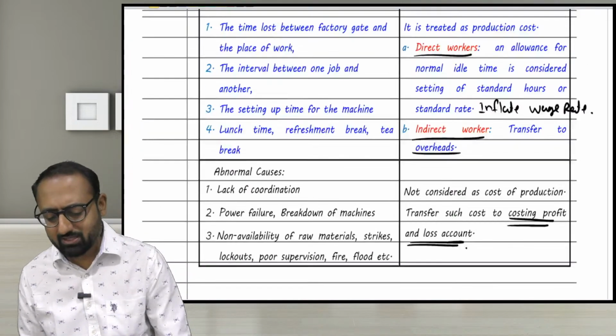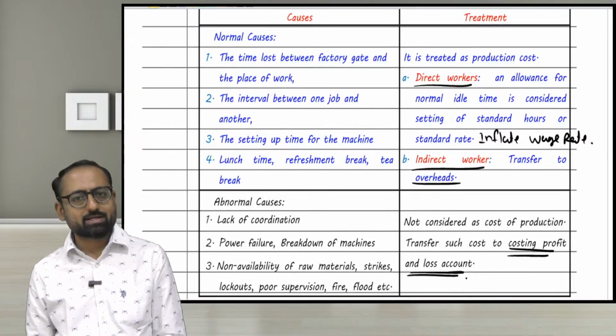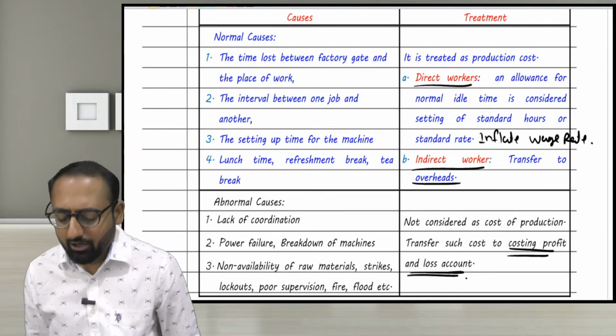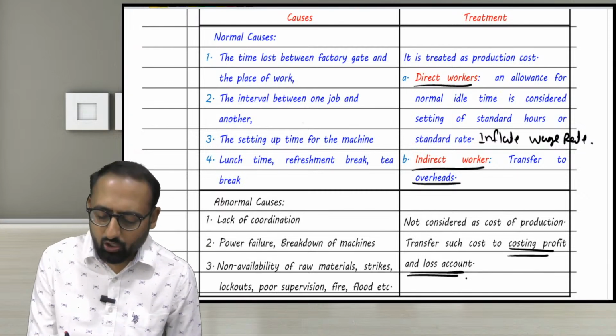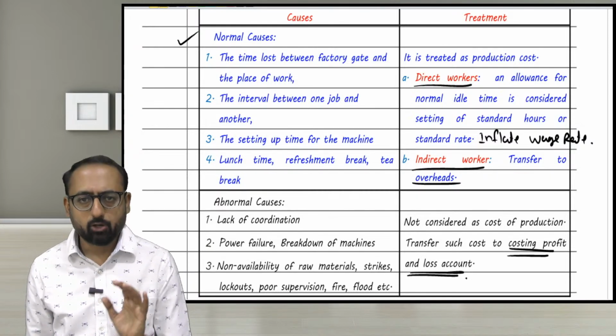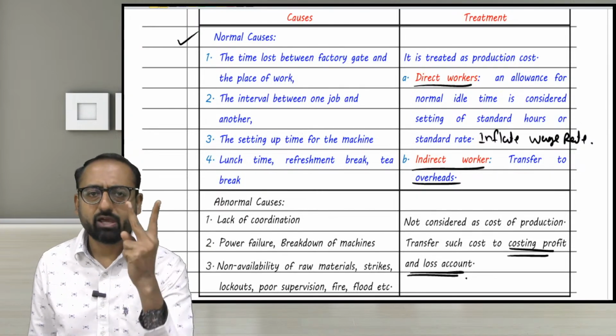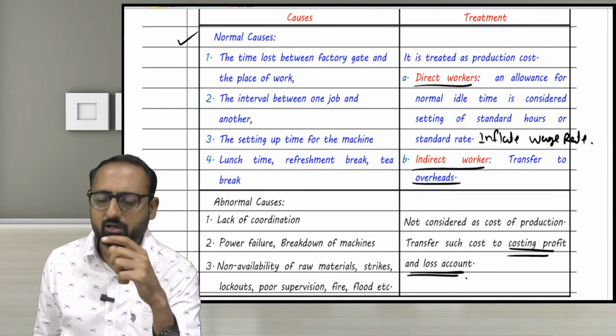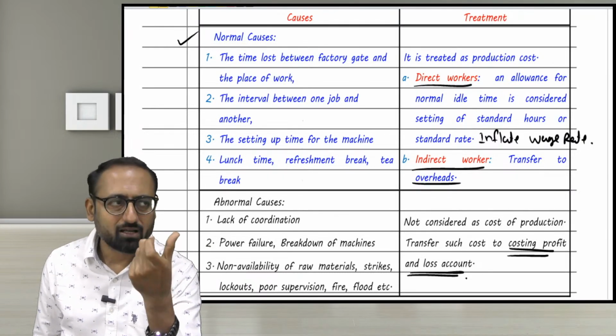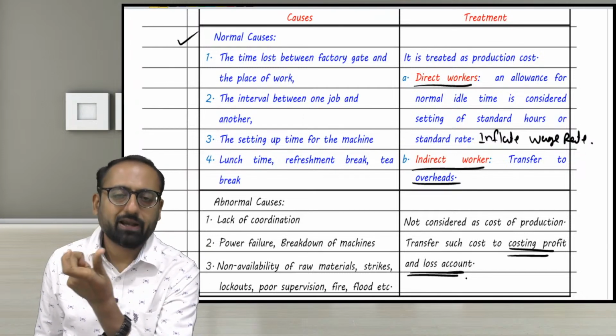So guys, as I told you, idle time will be divided into two parts. The first one is normal idle time, and the second one is abnormal idle time. Normal reasons we have seen, abnormal reasons we have seen. For normal, we have two treatments: for the direct worker, we will inflate the wage rate; for the indirect worker, we will transfer the idle time cost to the factory overheads.